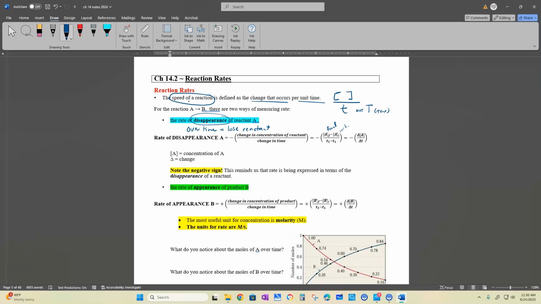But did you notice this negative sign? Okay, this negative sign reminds us that rate is expressed in terms of disappearance. So that negative is there because the reactant A is disappearing over time.